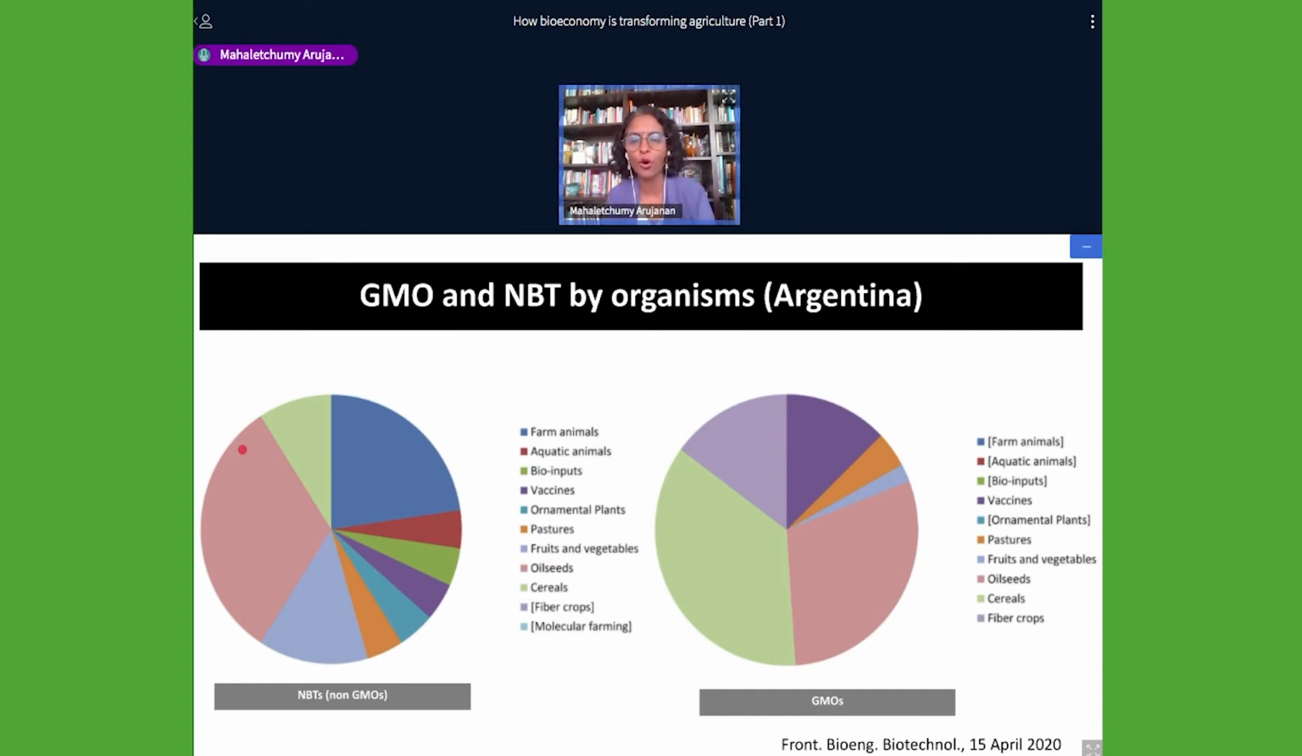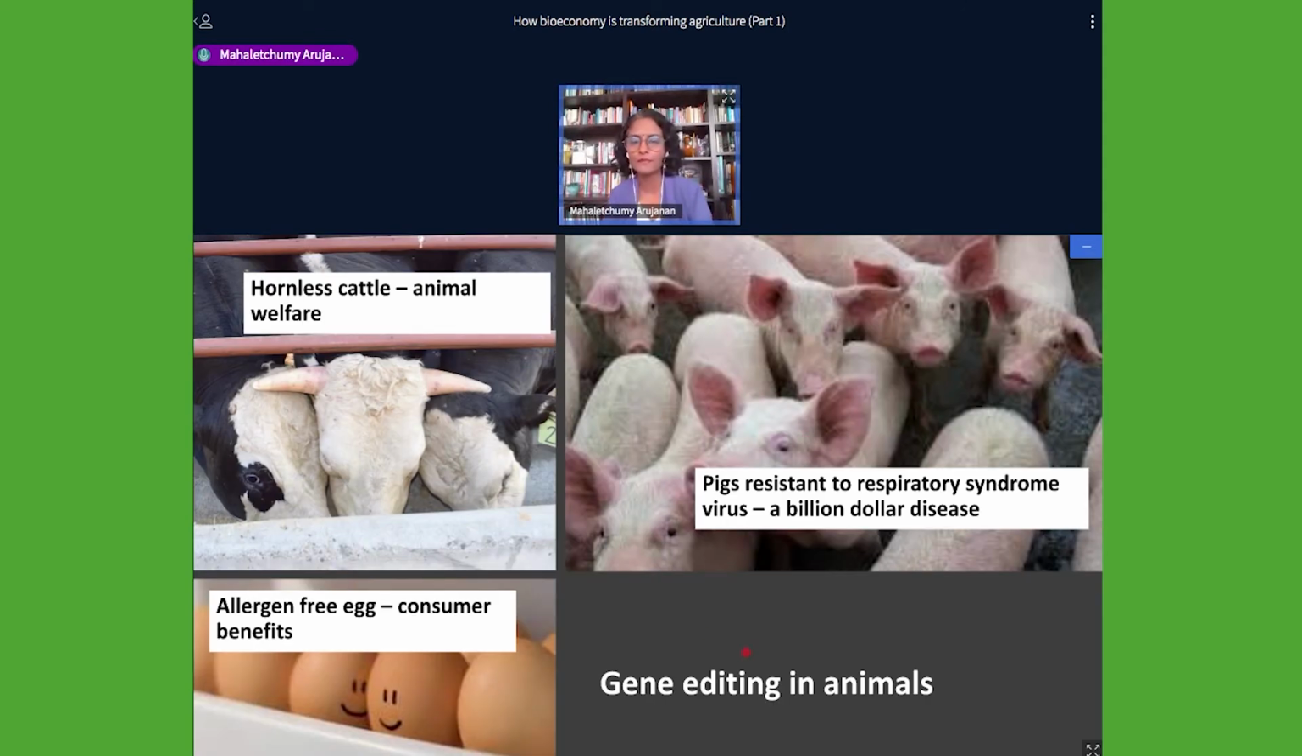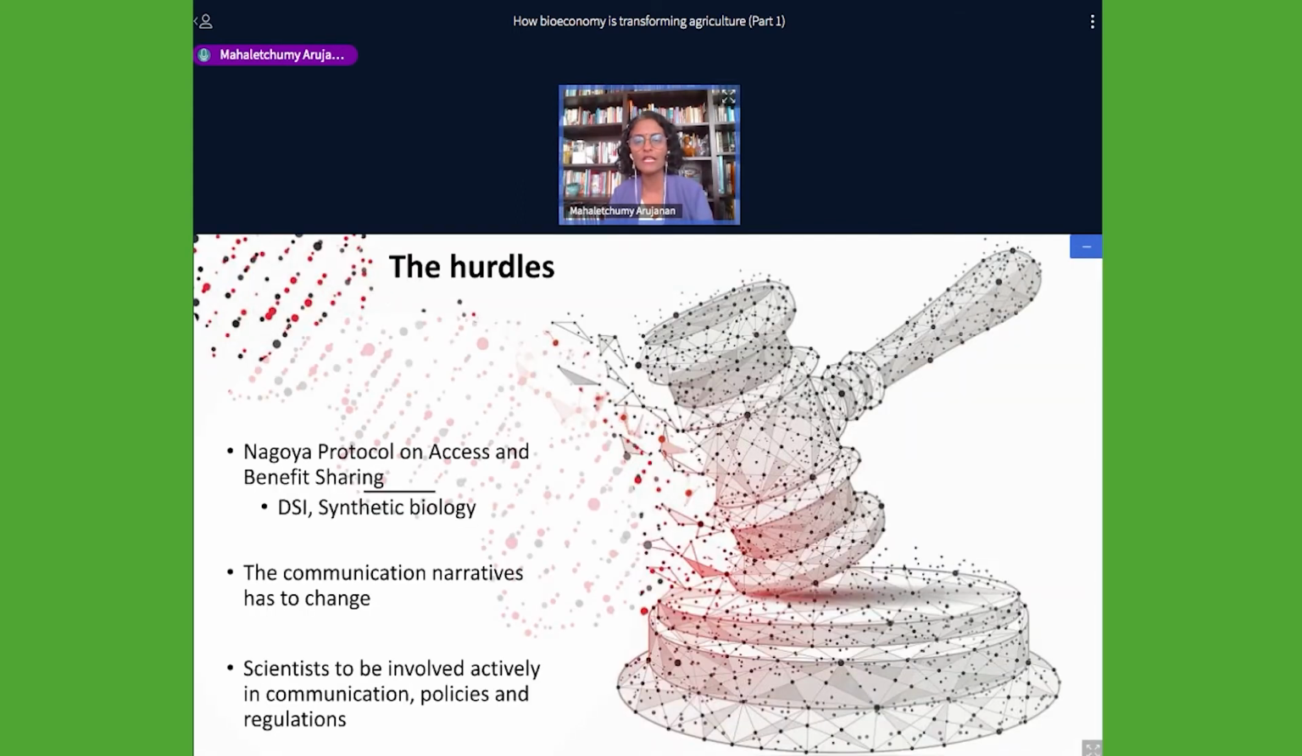Now for GMO, we look at what the crops are. Here, oilseeds become the big one in GMO. They're still the same in gene editing, but then other things, animals and aquatic and all the others, are becoming bigger. So you see now the pie is shared among many other sectors. It's going to benefit many more areas: livestock, poultry, and aquaculture. So this is gene editing in animals: pigs resistant to respiratory syndrome, hornless cattle, which is for animal welfare, and allergen-free eggs. So we see this is where the pie that I showed is going into many new areas where gene modification was not there.